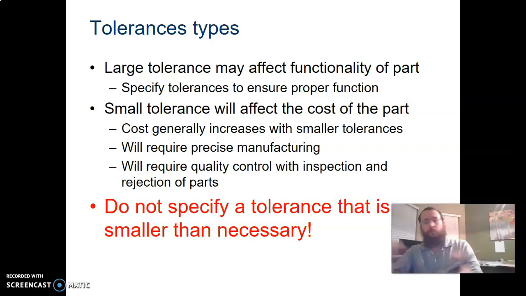So let's talk about what that affects. A large tolerance might be for something that could be of lower quality. It could be for something that is less important, like that box that I showed you. It could be for something that is cheaply made, a knockoff brand. A small tolerance is going to make it more expensive. Now, it's not going to just make it expensive for no reason. It's going to make it expensive because you're going to have more precise manufacturing.